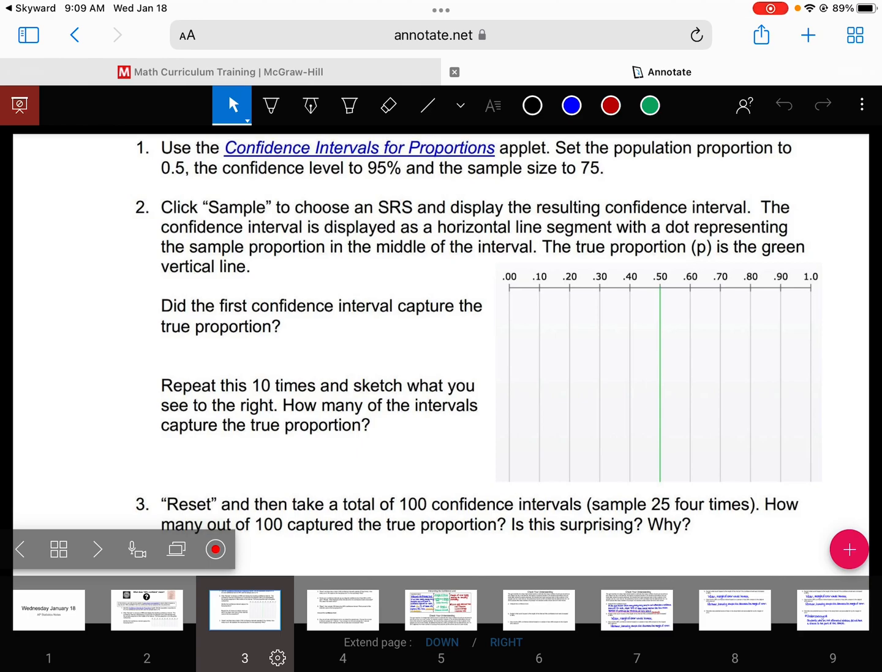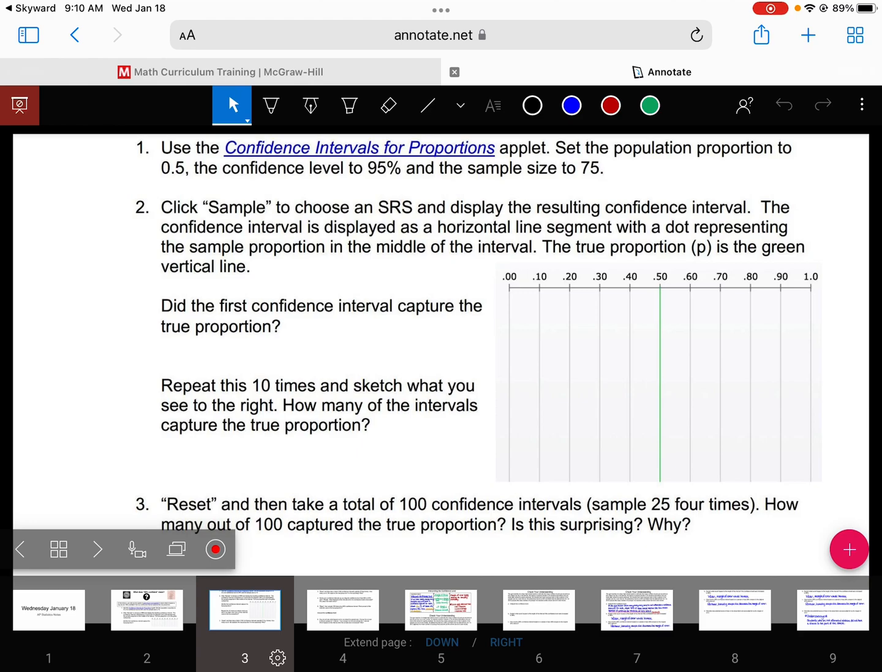Now it's gone up to 50. I'm going to sample 25 again. Now I'm at a total of 75, and I'm going to sample 25 one more time. Let's see. On mine, I had 90 out of 100 that captured the true population proportion.